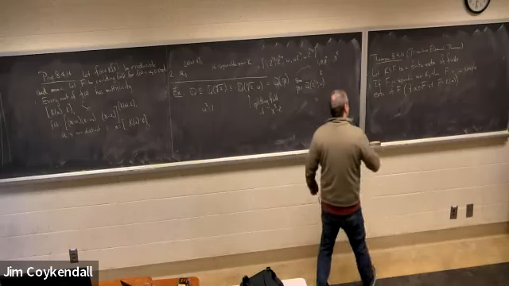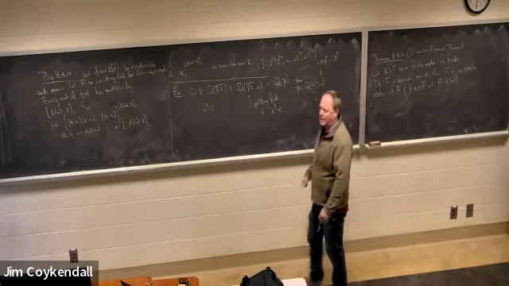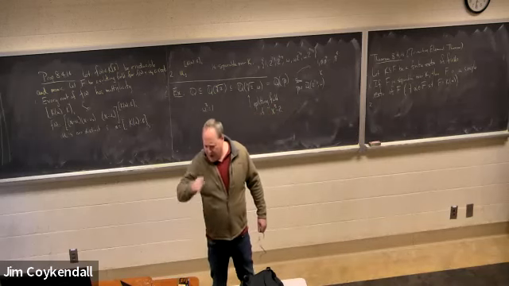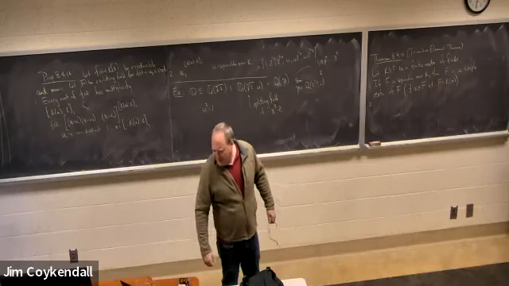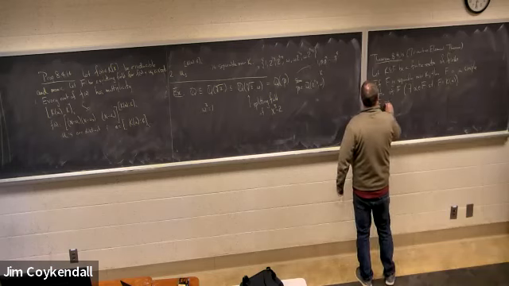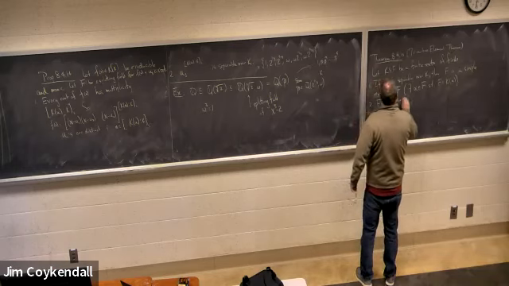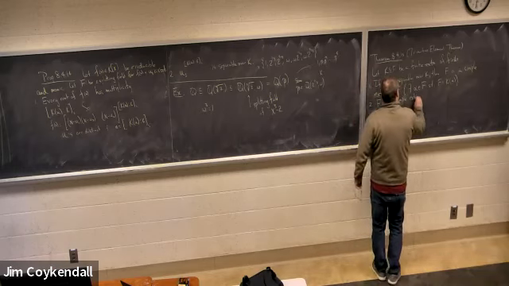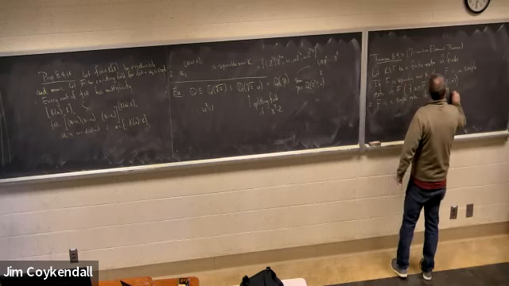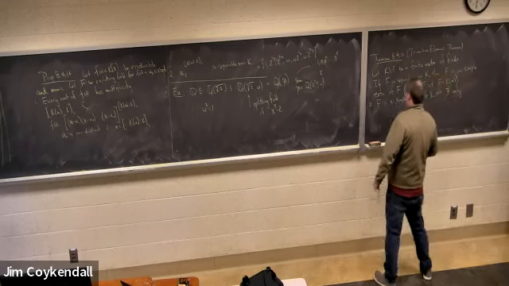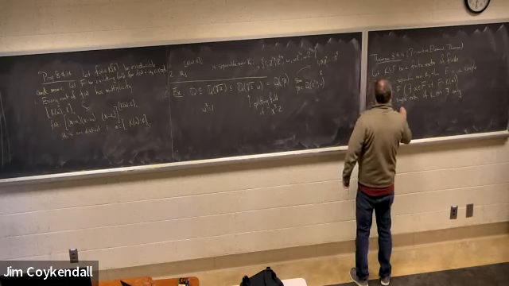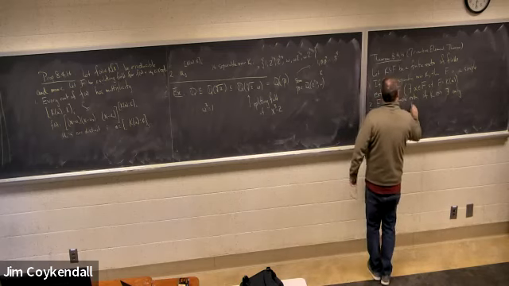Number two. F is a simple extension of K if and only if there are only finitely many intermediate fields.